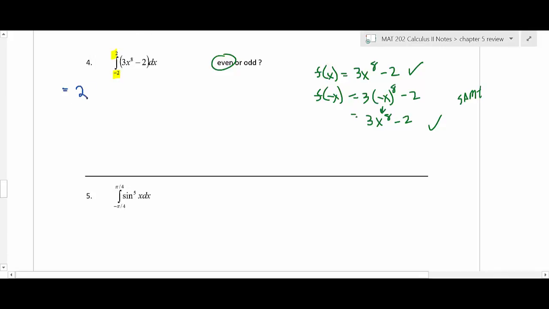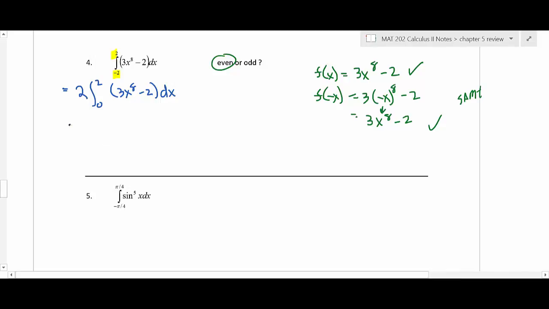You double the integral from where to where? 0 to 2. Then you work out the integral of 3x to the 8th minus 2 dx like that. Okay, and what you're doing is just taking advantage of the 0. And if you forget this, it doesn't matter. You'll still get the same answer if you don't do it this way.